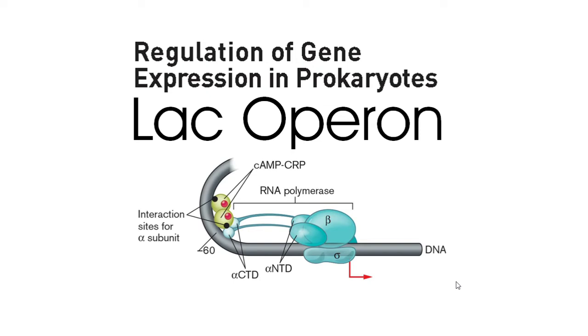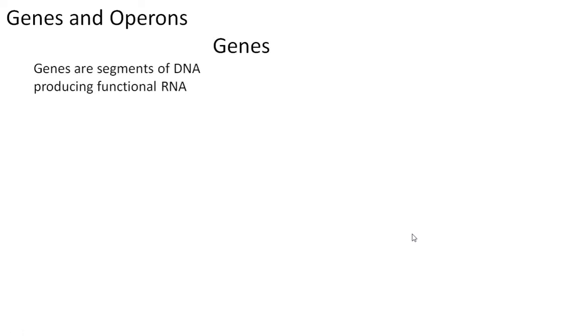Today, we are going to learn about regulation of gene expression in prokaryotes, particularly the Lac Operon. So, before going into the details, we should first know what are genes and operons. As told in many different video lectures earlier, the genes are the segments of DNA within the chromosome that produce a functional RNA. So this is the latest definition.